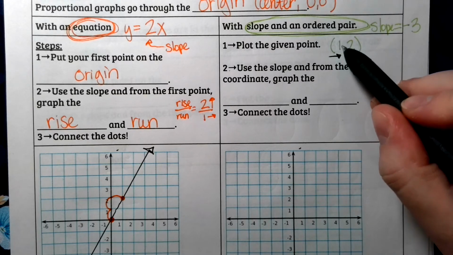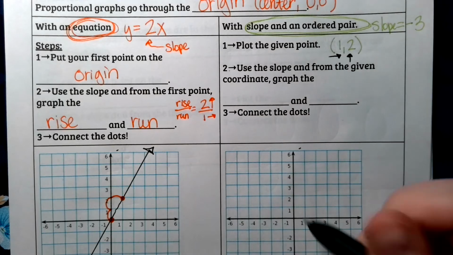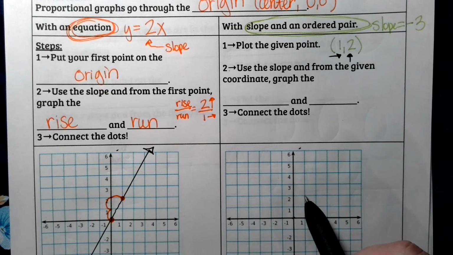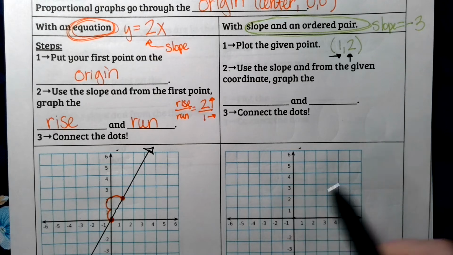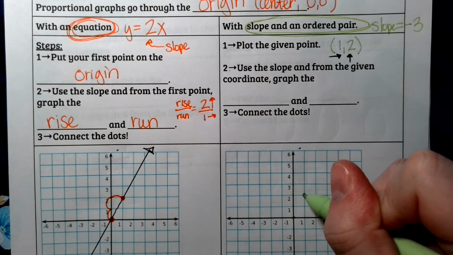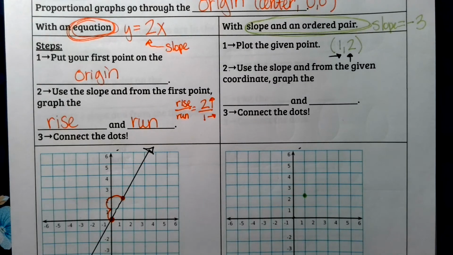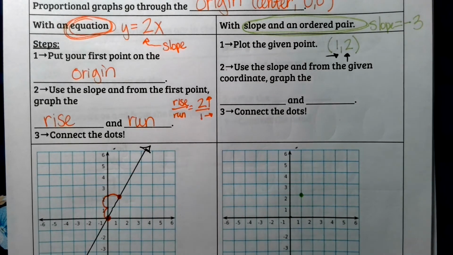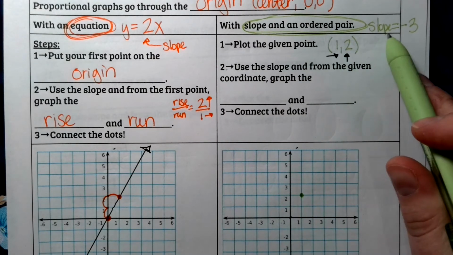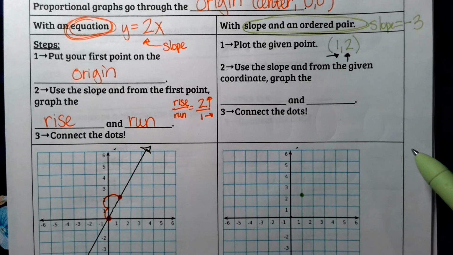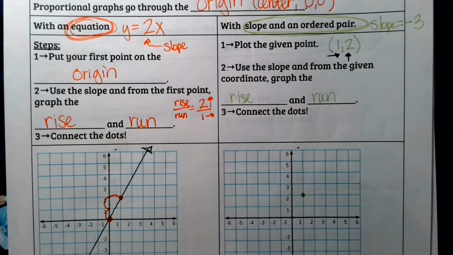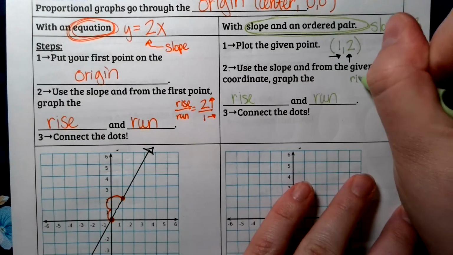So if my first coordinate is +1, that means I'm going to start at my origin. Always start at your origin. I'm going to slide 1 and pop up 2. So this is going to be my first coordinate. Slide, pop. So from this point 1, 2, I know my slope is -3. So again, we need to graph the rise and the run.